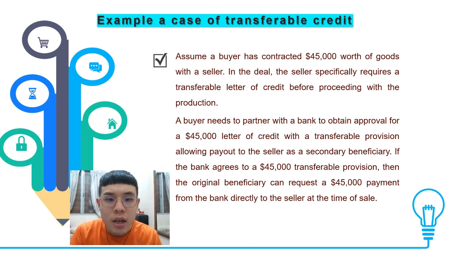So that's why a buyer needs to partner with a bank to get approval to issue the 45,000 letter of credit, allowing the seller as a secondary beneficiary to transfer the money. So if the bank agrees with a 45,000 total transferable provision, then the original beneficiary can request the 45,000 payment from the bank directly to be transferred to the seller at the time of sales that is required.